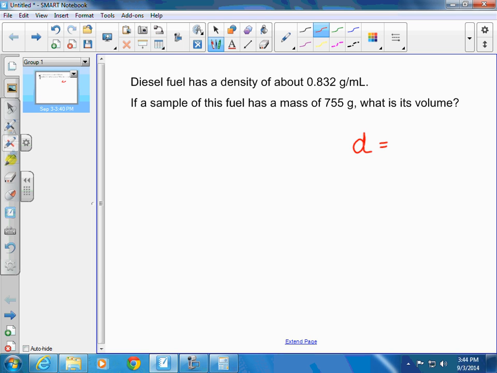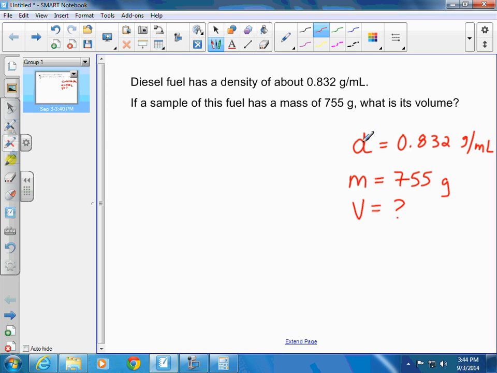The density of diesel fuel is about 0.832 grams per milliliter. Remember that a milliliter is the same as a cubic centimeter. We're also given the mass of this particular sample, which is 755 grams. We don't know the volume in this instance, so that will be our variable. Again, you can change that to x, or you can leave it as v.